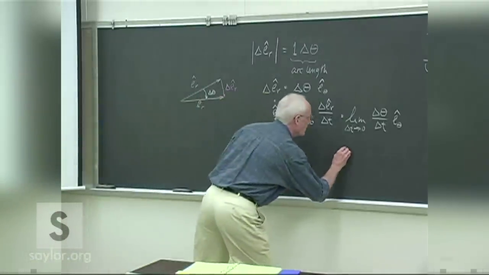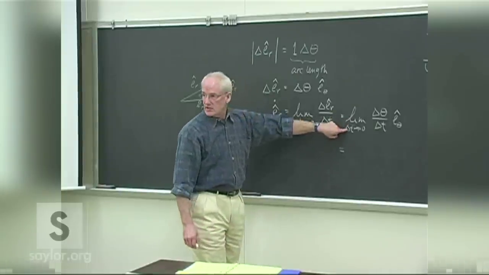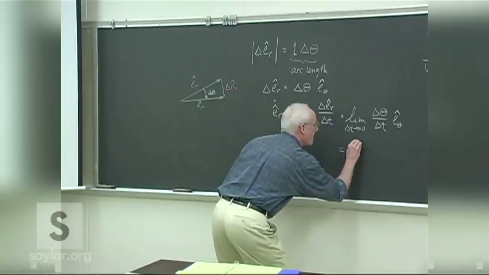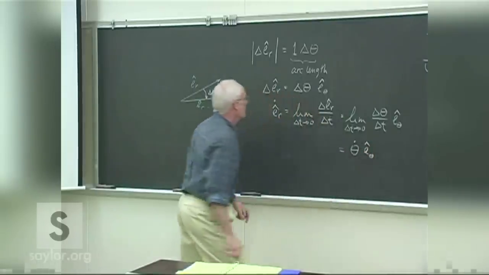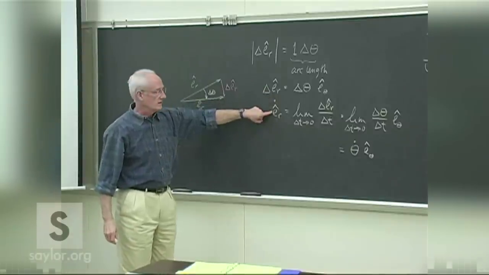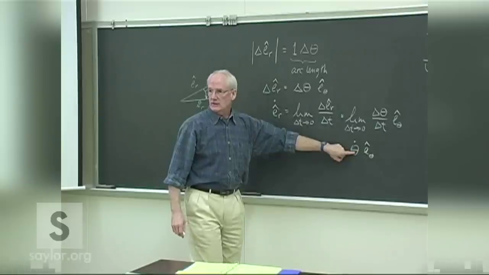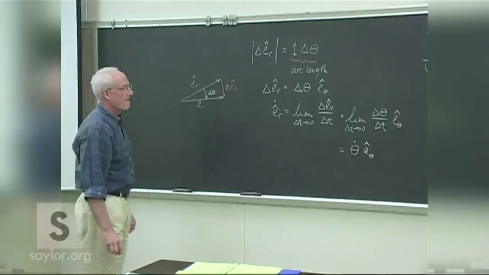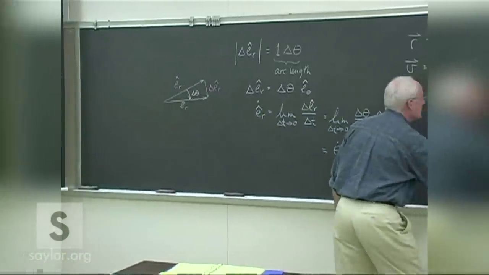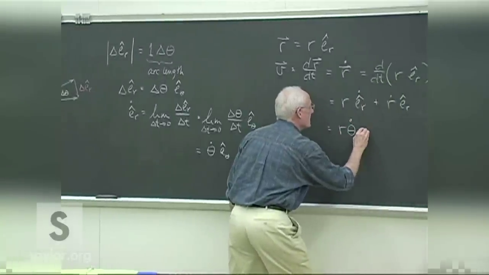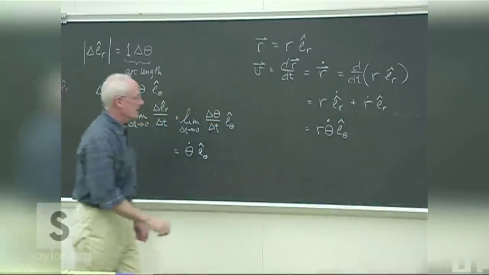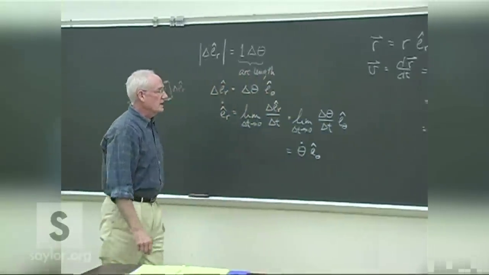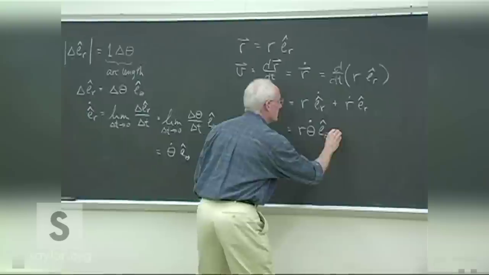Because now we're almost done. The limit as delta t goes to zero of delta theta over delta t is theta dot. So the time rate of change of the radial vector is equal to the angular velocity in the theta direction. And we can then put that together, r theta dot e_theta. That's just making the substitution. I already have r, making the substitution for the time rate of change of the radial unit vector, and then the second part I don't have to touch.